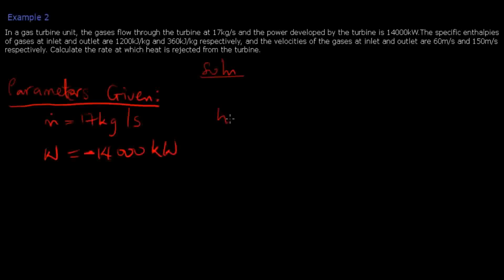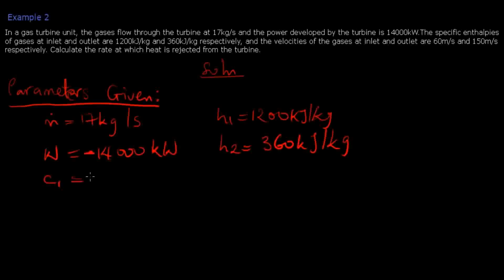Now our enthalpies are H1 is 1,200 kilojoule per kilogram and H2 is 360 kilojoule per kilogram too. Our velocities at inlet and outlet are this and this. Good. We are going somewhere.